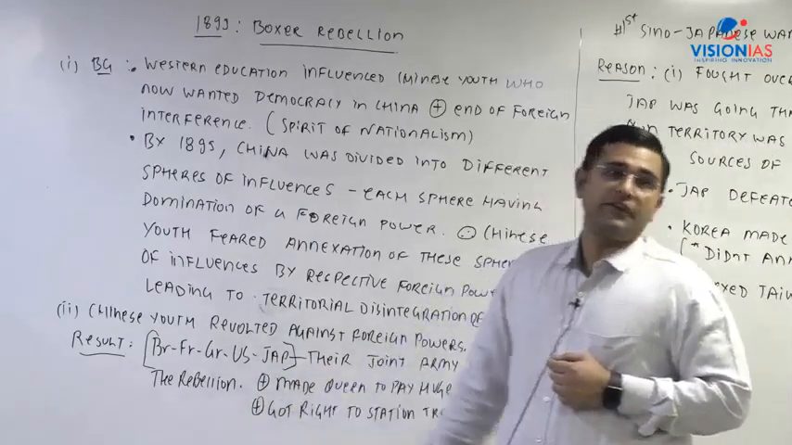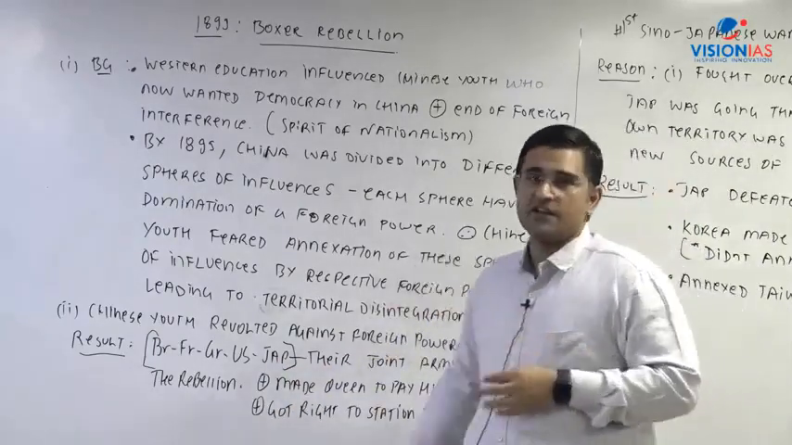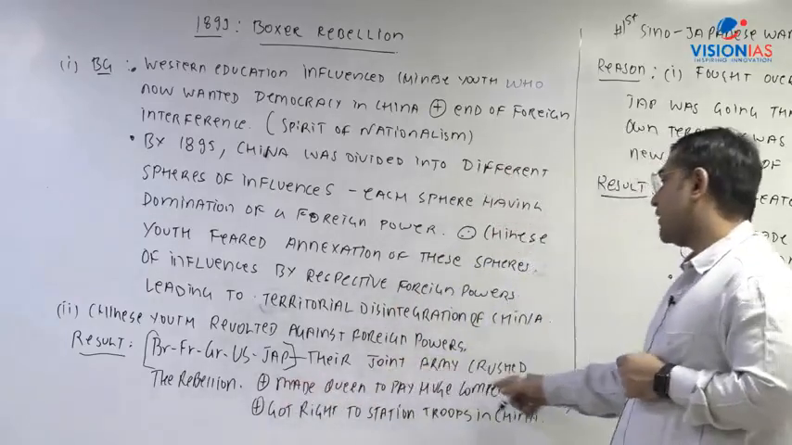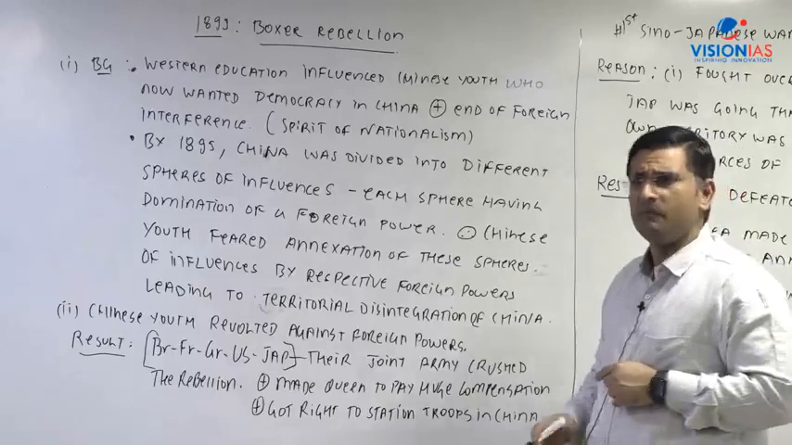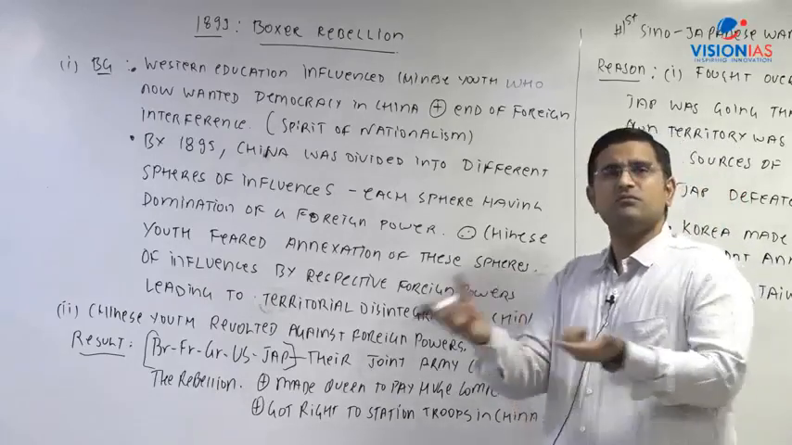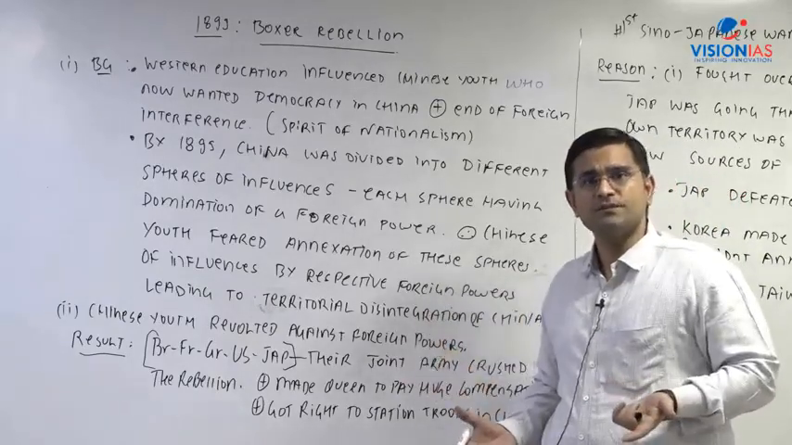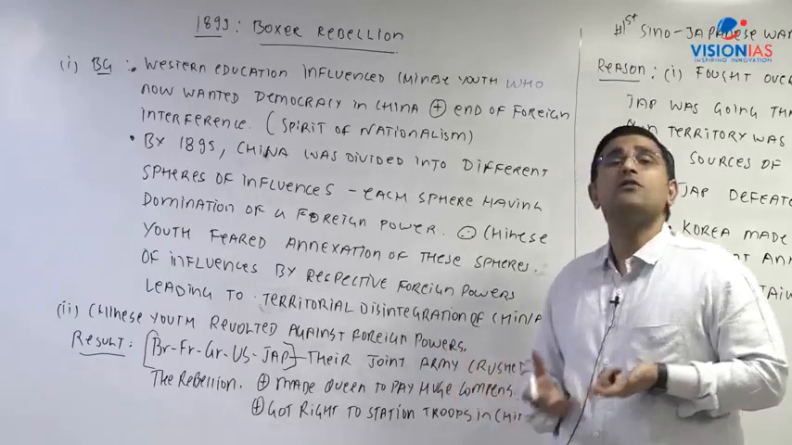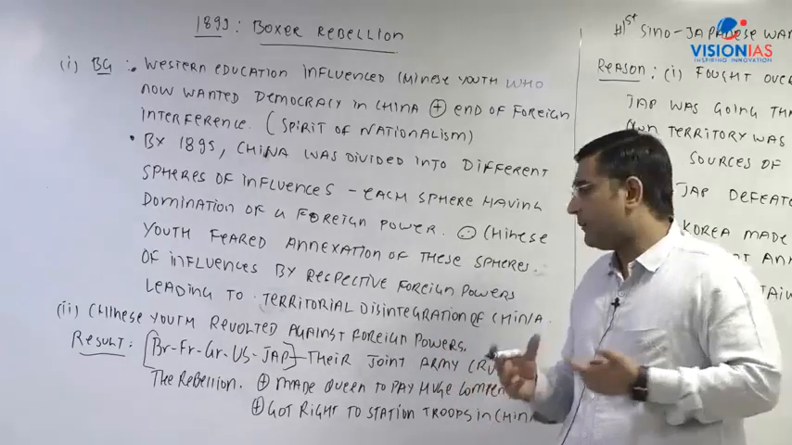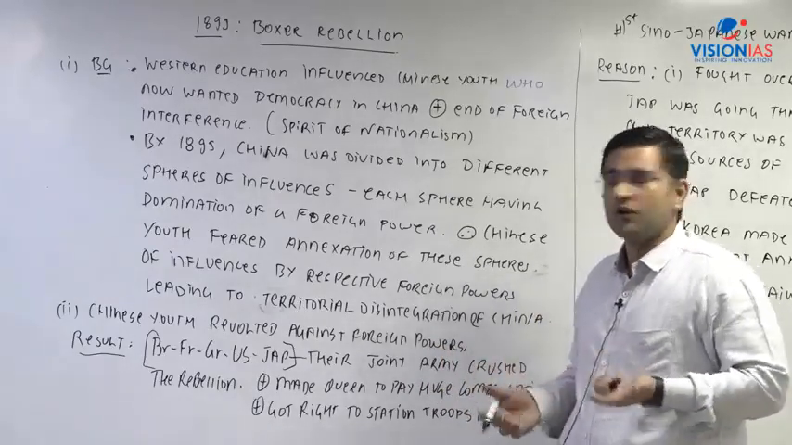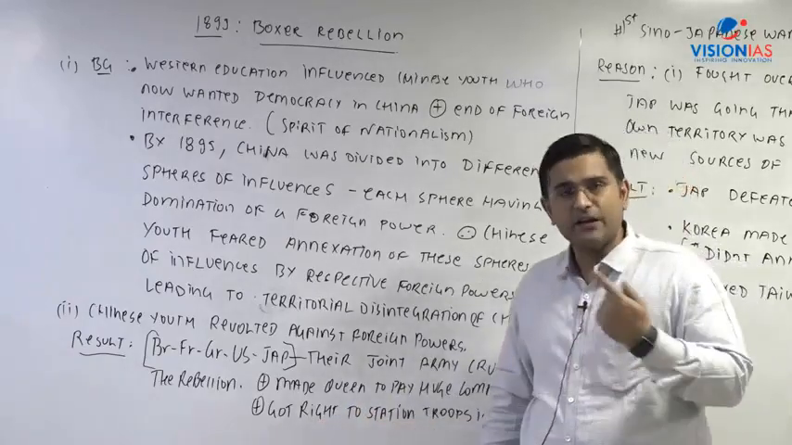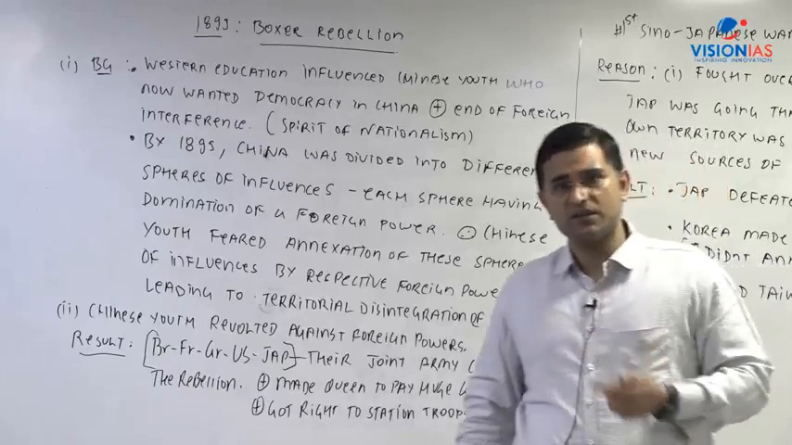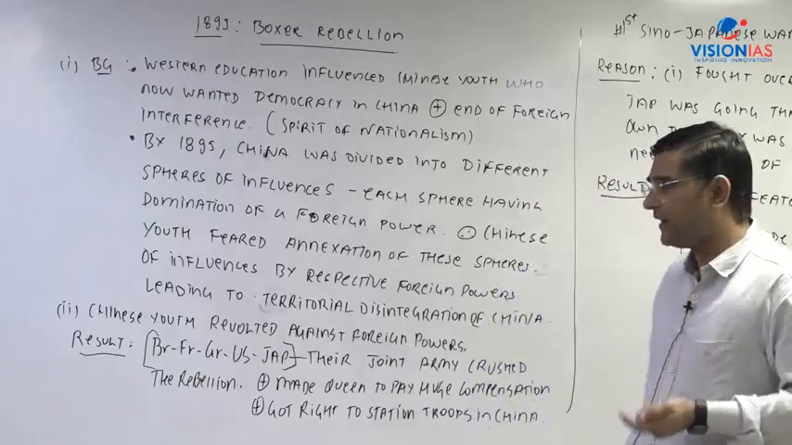See how all the different colonial powers, like vultures, descended on China, right? So their joint army crushed the rebellion. Plus they made the queen pay a huge amount of compensation. Compensation for what? Because of loss of property, right? Because of loss of lives of the foreigners. Plus they got the right to station troops in China so that if the Chinese youth try to do some similar thing, it can be readily crushed, right?